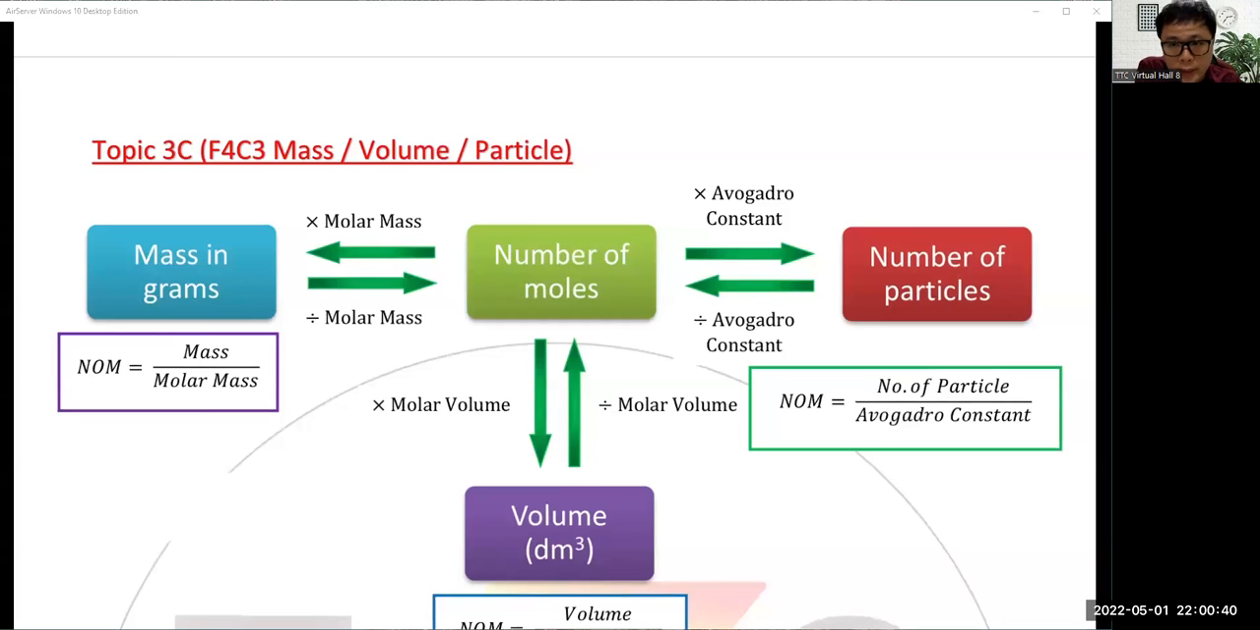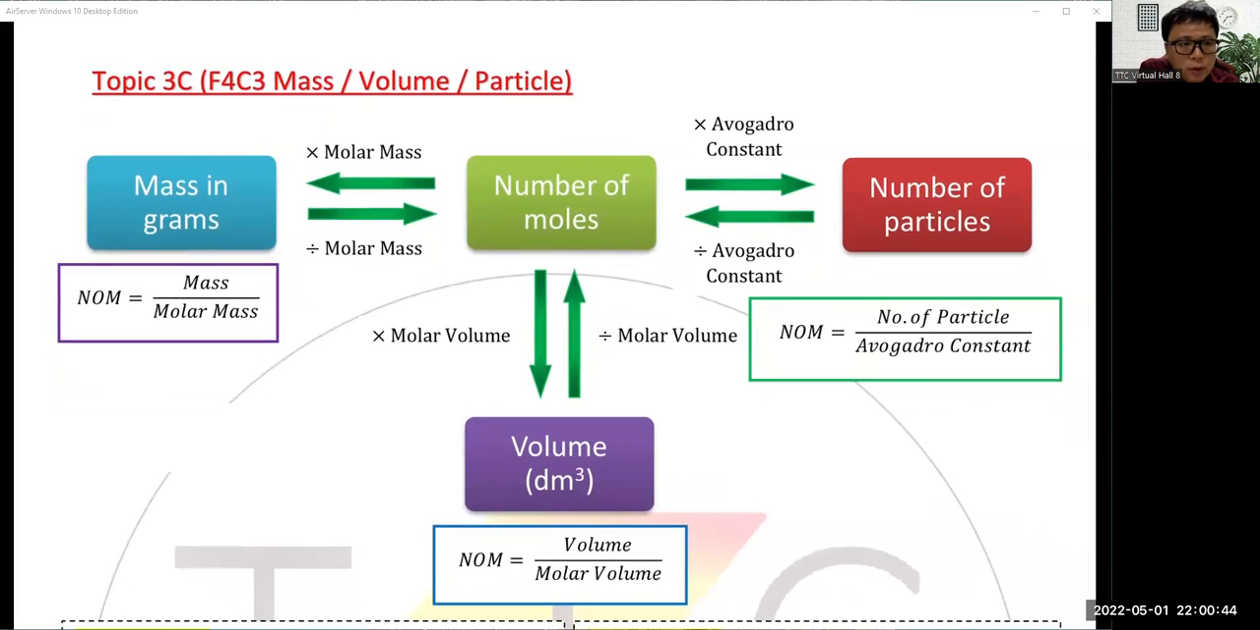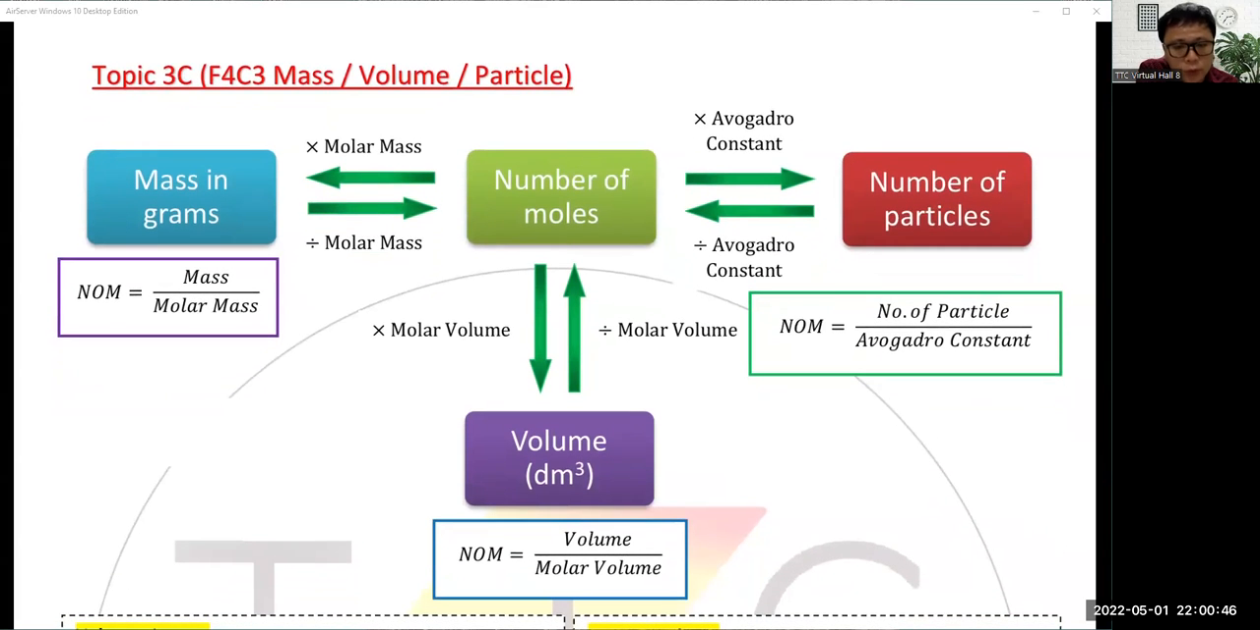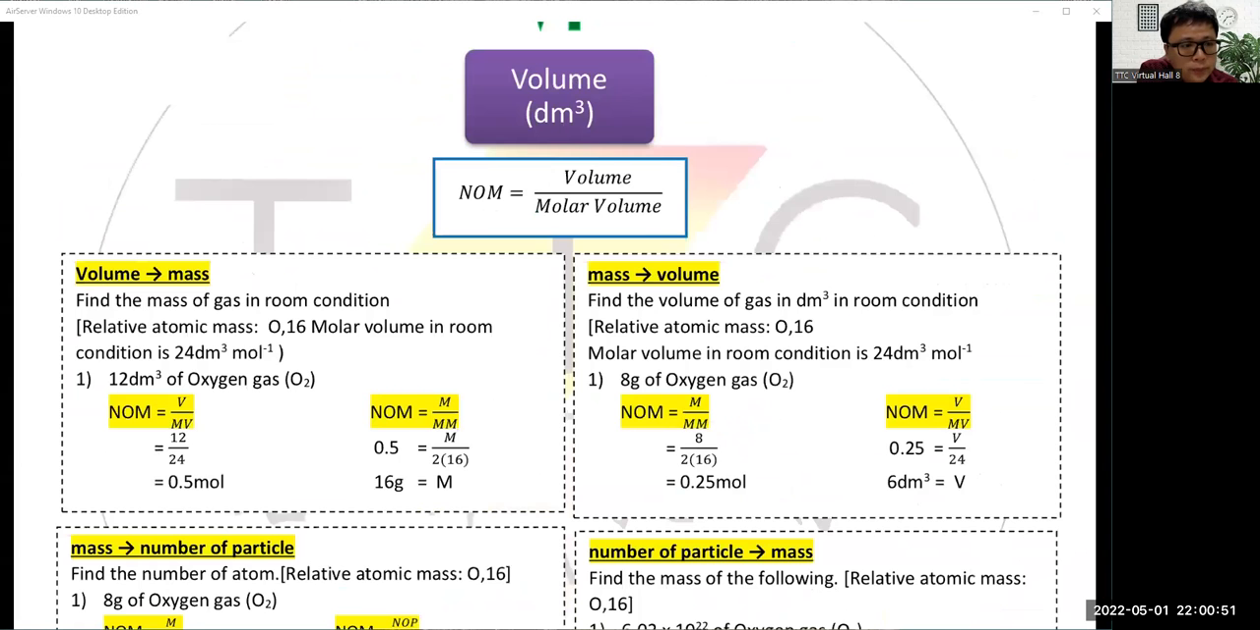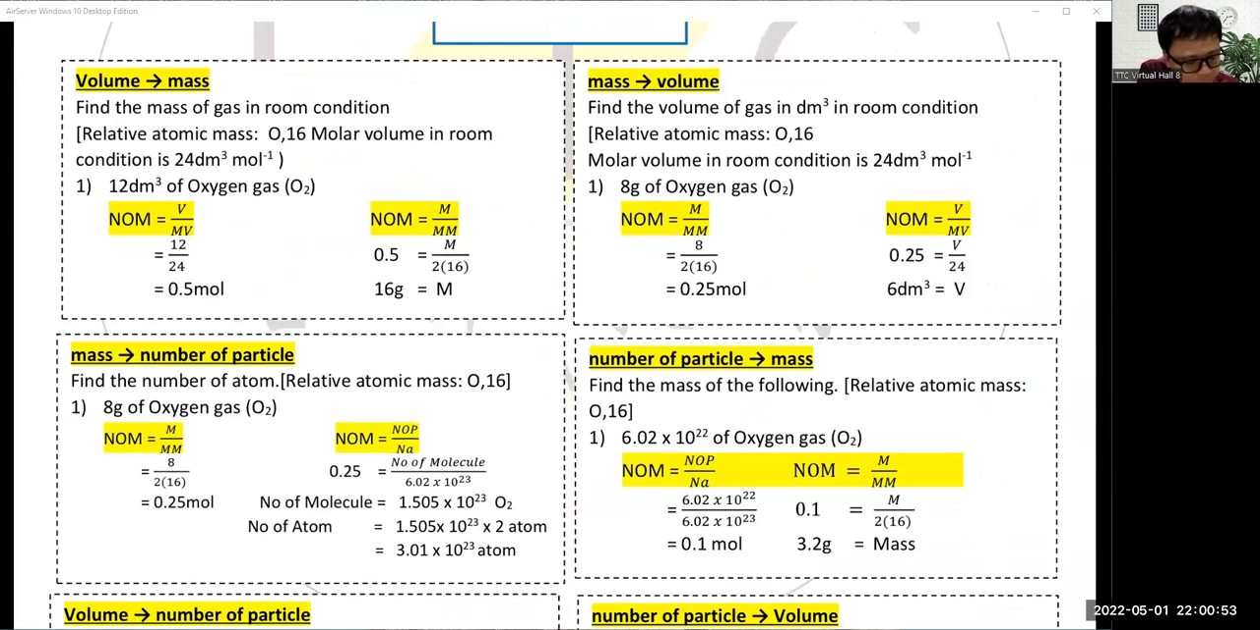Okay, so now we go to the calculation part for topic 3C. This one will be the conversion of mass, volume, and particle interchange between these three units. The idea is very simple here.